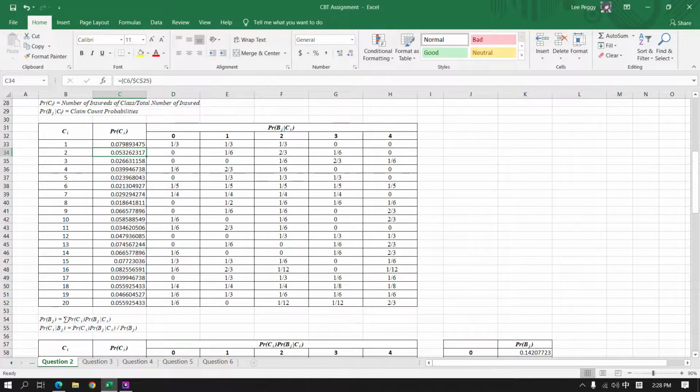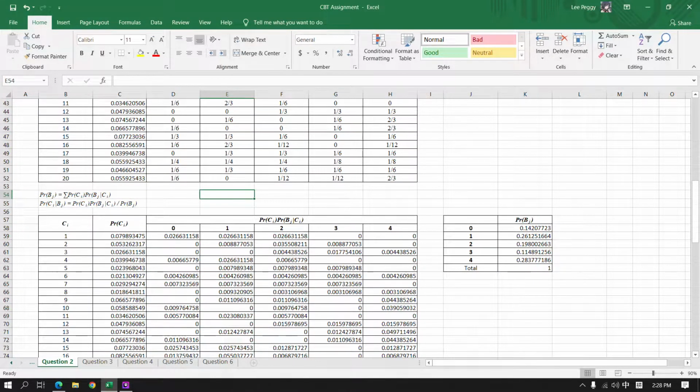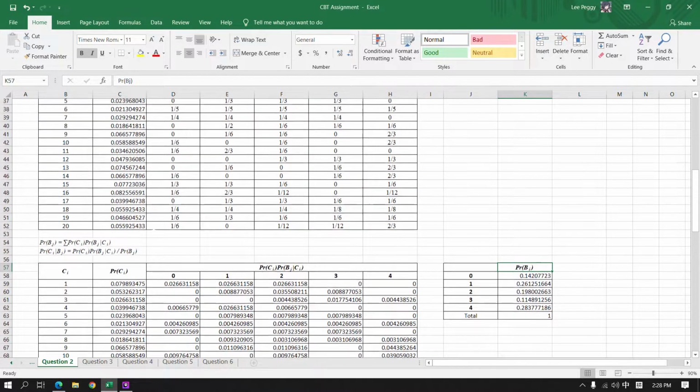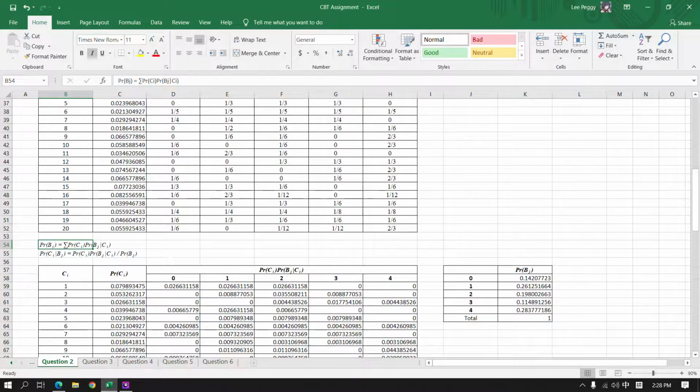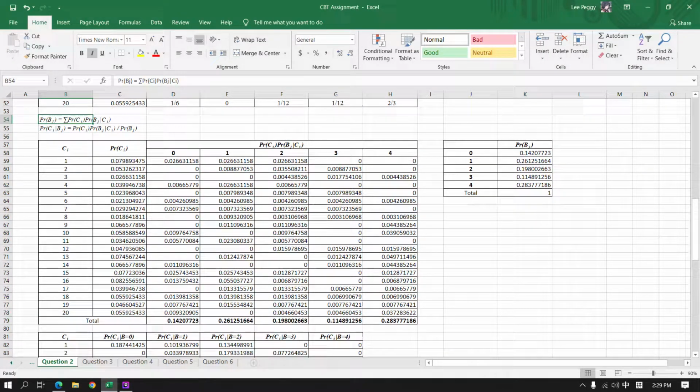After we find all the probabilities of Ci, we can find the probability of Bj, which we need to use to derive the probability of Ci given Bj as well. The probability of Bj can be calculated by the formula: summation of probability of Ci times probability of Bj given Ci. So I made a table for the probability of Ci times the probability of Bj given Ci.